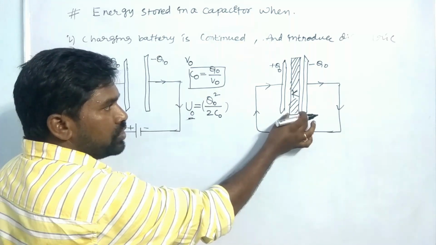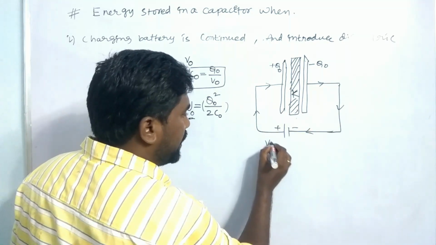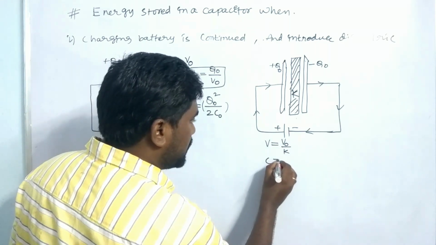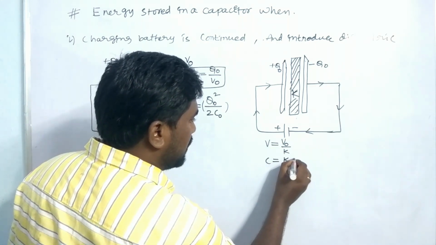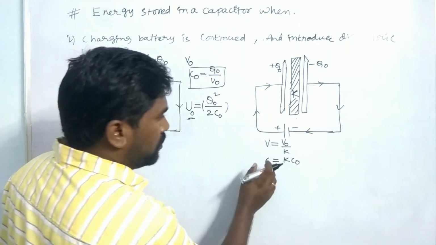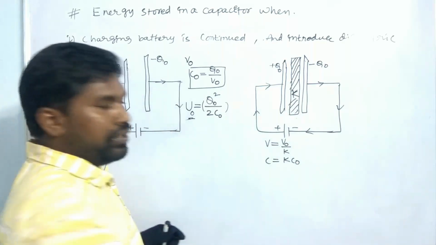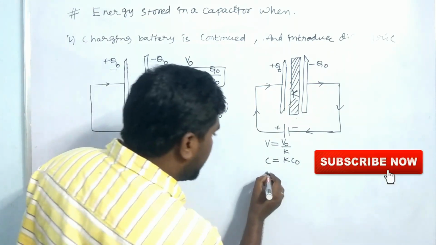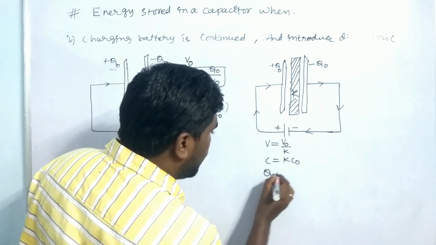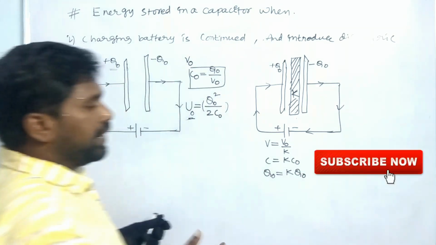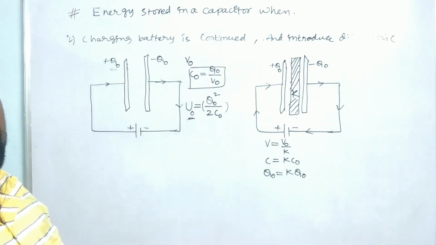After introducing the dielectric, with the battery continued, the potential decreases: V is equal to V0 by K. And the capacity increases, that is K C0. These are the basics. Now the battery is continued in this circuit, so the charge will increase. How much will the charge increase? Q is equal to K Q0, K times.